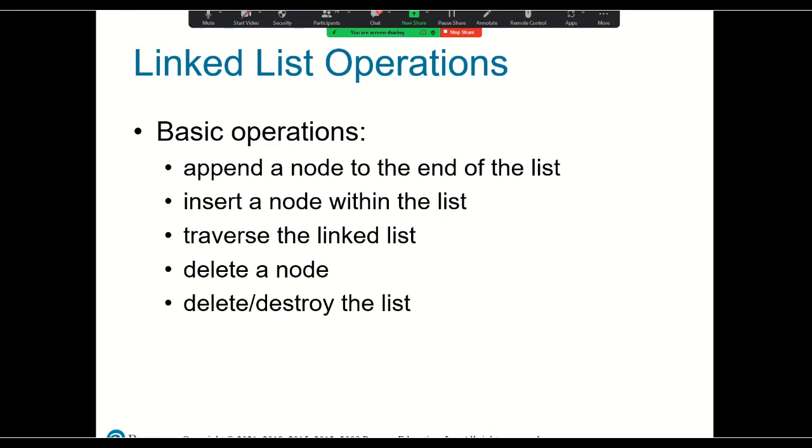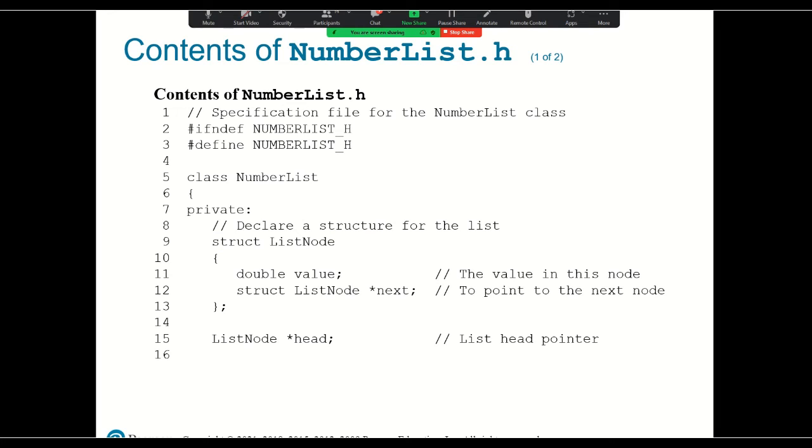Now there are multiple operations. That's what we showed: the append, insert, delete, and display. So append a node to the end of the list. That's what we did in our example. You can insert a node within the list. You can traverse the linked list. You can delete a node. You can delete or destroy the list. So that's what we have done.